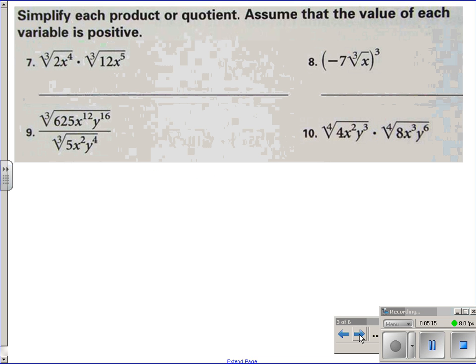All right, to simplify these things, well, similar idea.